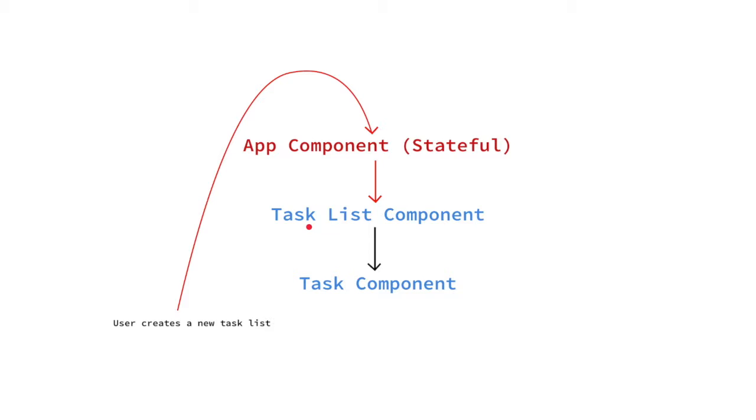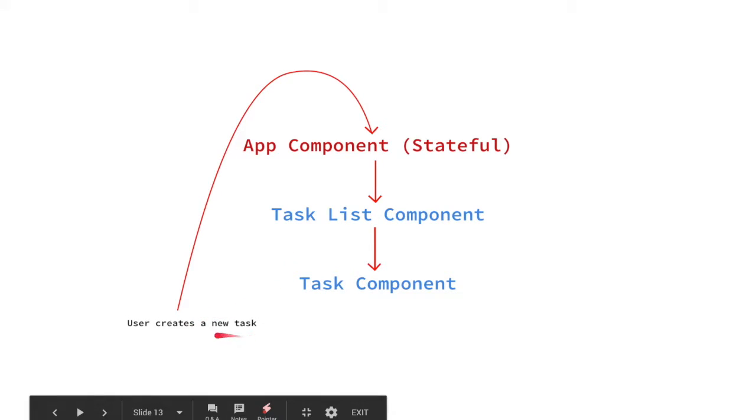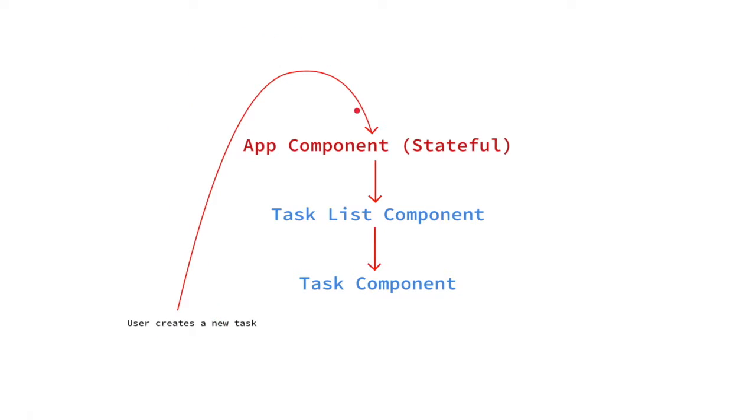The next scenario we want to look at is when a user creates a new task. In this case, the user creates a new task, and that changes the state of the app component, which means that we are able to add a new task to the list of tasks that are stored in the state of the app component. Whenever the state changes, it trickles down as props to the task list component. So for a specific task list, a new task has been created. This trickles down as props to a new task component, which is rendered onto your web page.